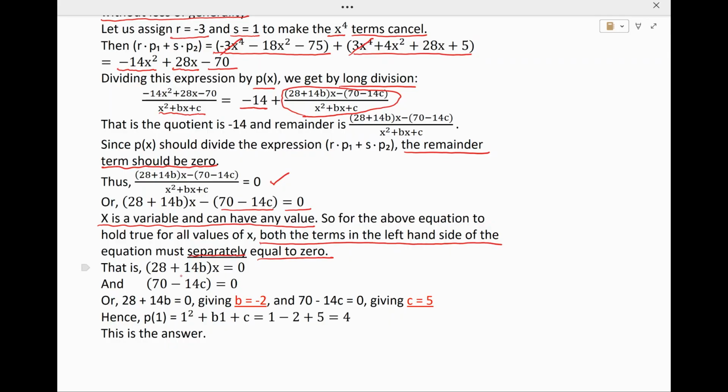Taking the first equation, because it should be true for all values of x, it should be true for x equal to 1. Therefore, 28 + 14b is equal to 0. This gives the value b equal to -2. And the second equation, 70 - 14c equal to 0, leads to the value of c being 5.